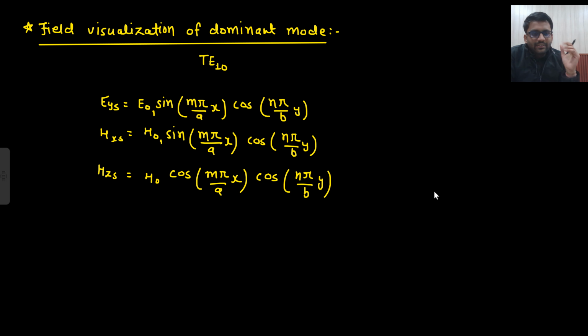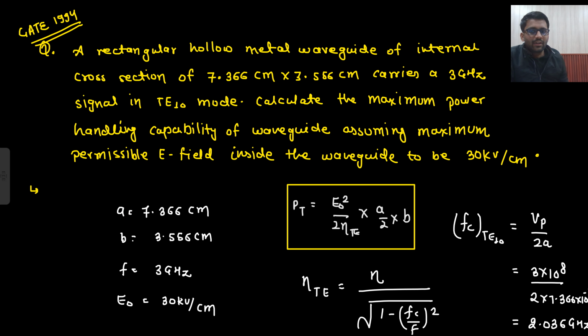Hi everyone. Till now in this chapter we were studying rectangular waveguide. In that we have seen the wave equations. Then we saw the waveguide parameters, like we found the values of beta g, eta, all those values. Then we saw the power calculation in the last lecture.